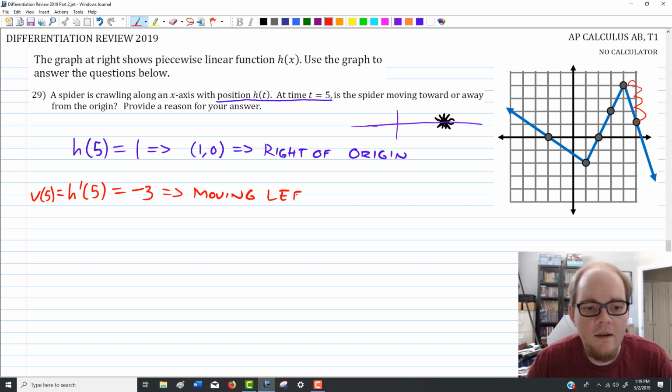So now thinking about that, if our spider is to the right of the origin, but moving to the left, we can say pretty clearly that the spider is moving toward the origin.